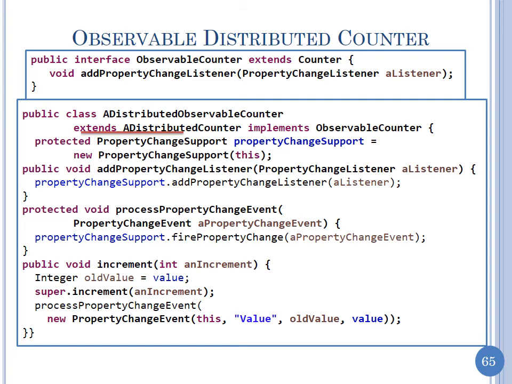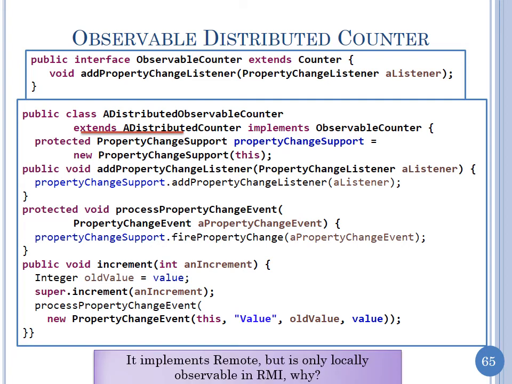So the distributed observable class extends a distributed counter, and I'm going to argue that this doesn't work. All my observers need to be local, even though I am extending a distributed counter. All my listeners need to be local. Okay, and why is that?